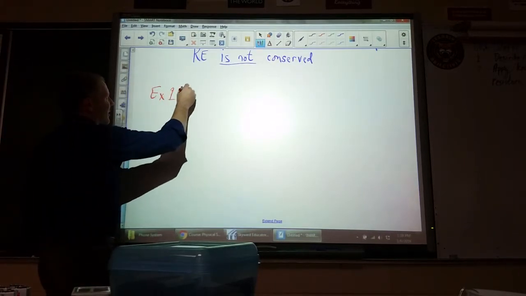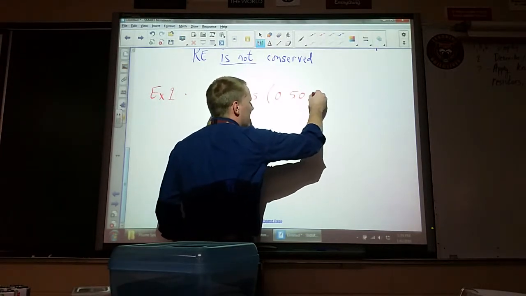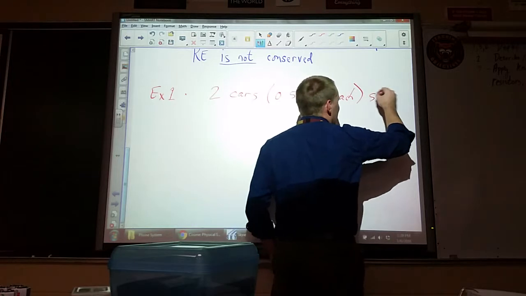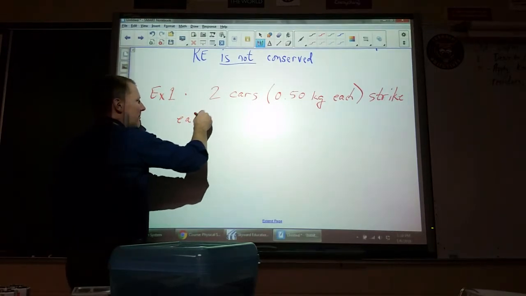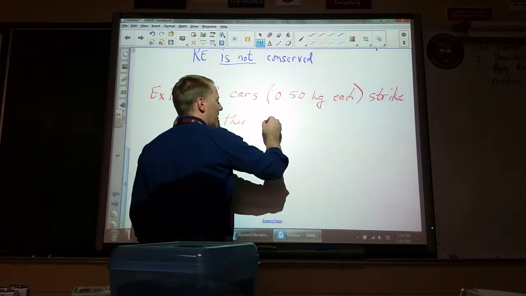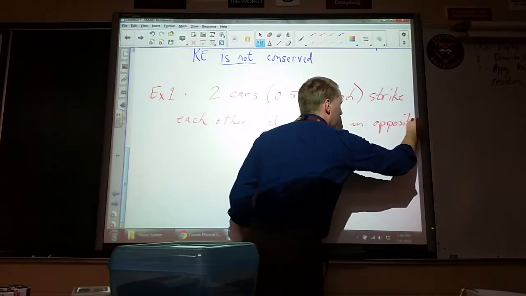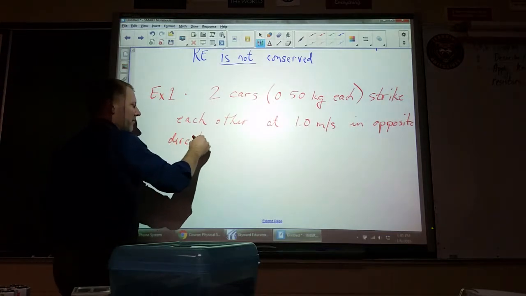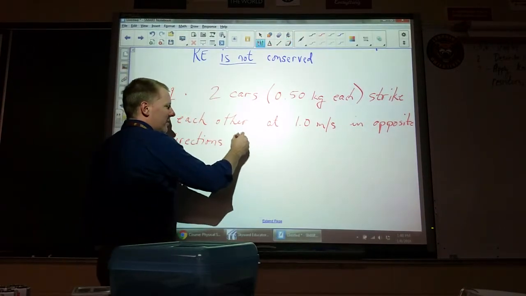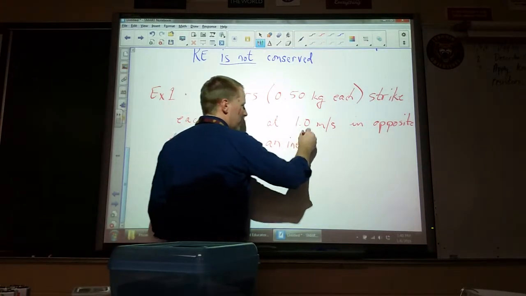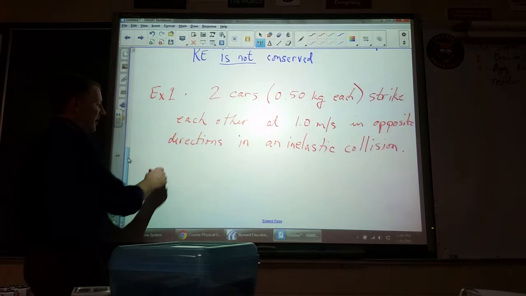Example 1: two carts, we'll say half a kilogram each, strike each other going 1 meter per second in opposite directions in an inelastic collision. What's their final velocity?